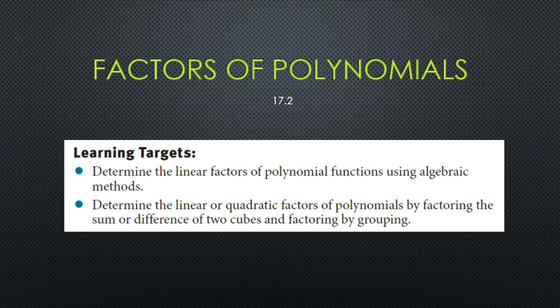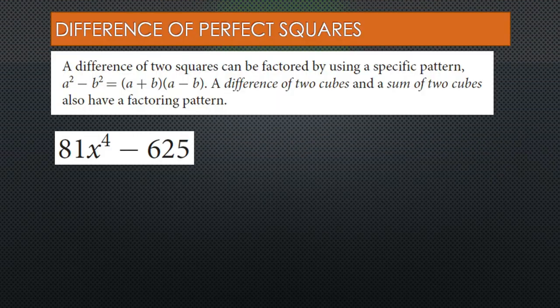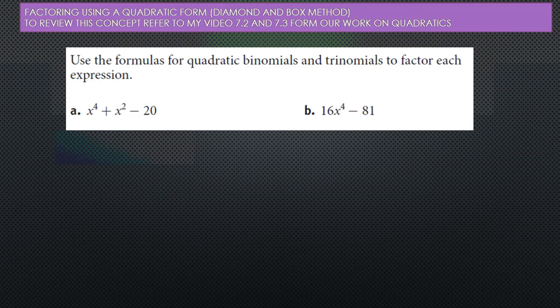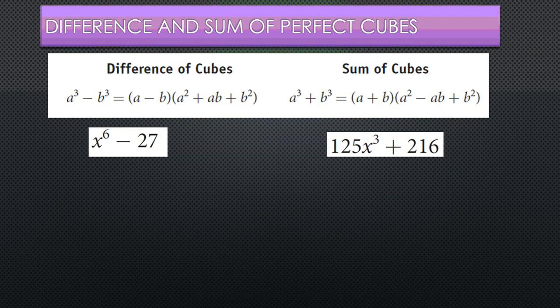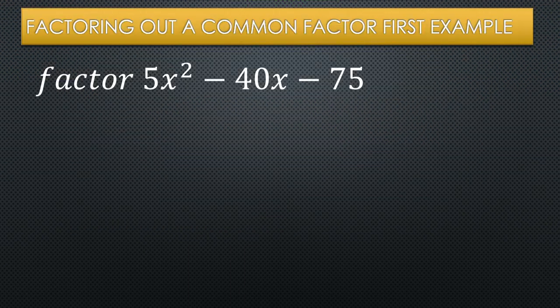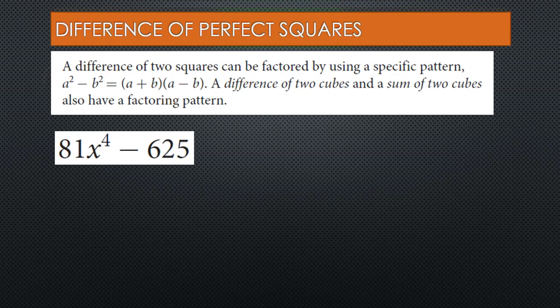Okay, I'm going to be going through several cases here on factoring. We're going to look at several cases, and I've highlighted the names of the cases up here. In this case, we have difference of perfect squares. We're going to run through how to use a diamond in a box, factoring by grouping, and difference and sum of perfect cubes. And finally, we're going to look at cases where we have to factor out a common factor before we apply one of those methods. So let's start at the top here, difference of perfect squares.